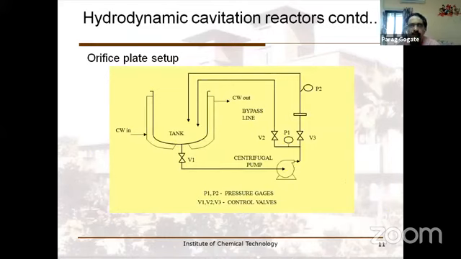Let's look at the orifice plate setup. Again, similar recirculation type. You have a feed tank, then you have a centrifugal pump. It can also be a plunger pump. You are going back through this particular main line. This is the cavitation device. And then you also have what is described as a bypass line just to control your pump characteristics and allow good recirculation of the entire treatment volume.